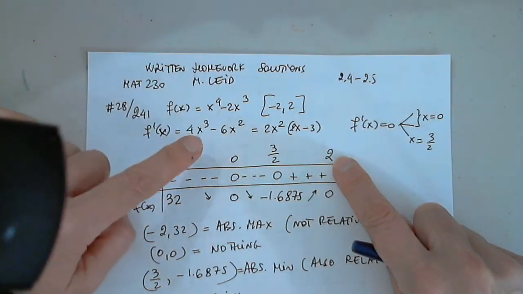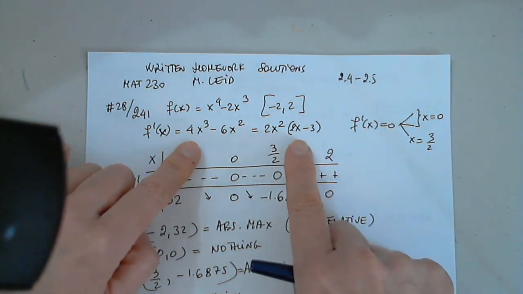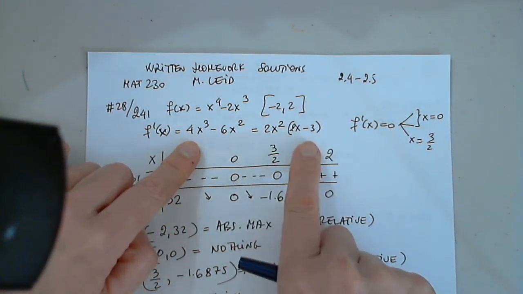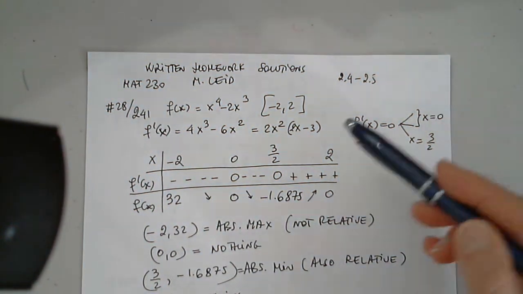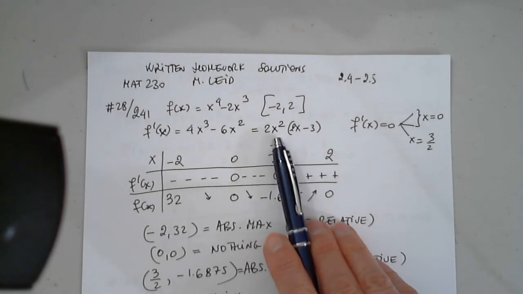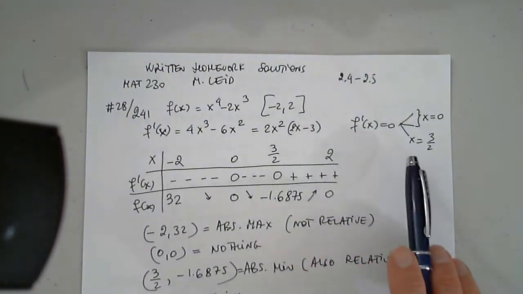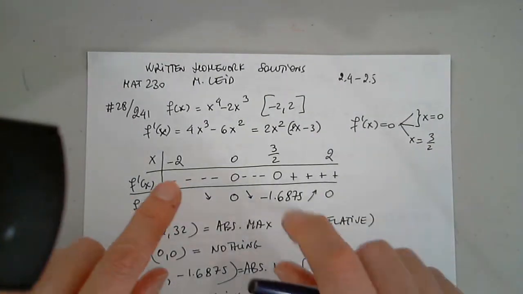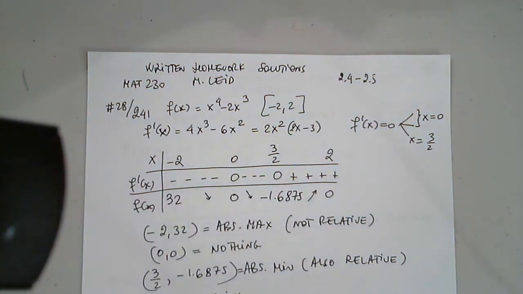We differentiate the function. We get 4x cubed minus 6x squared. I factor out 2x squared, and I get 2x minus 3 in parentheses. Since it's degree 3, I expect 3 solutions. Two of those are identical. x equals 0. The other one comes from 2x minus 3 equals 0, which means x equals 3 over 2. I put those solutions, those critical numbers, in the table.